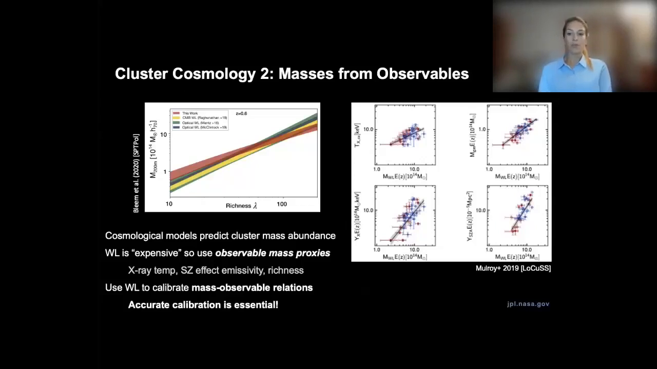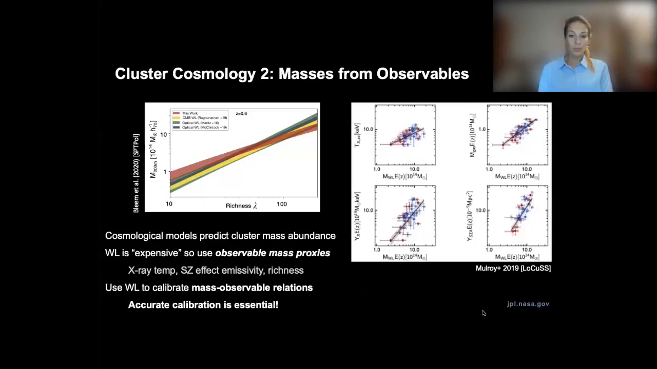Examples include X-ray temperature and emissivity, the richness of a galaxy cluster, i.e. the number of member galaxies, and SZ flux, Sunyaev-Zeldovich flux. Various examples are shown in these two figures. Richness here, true mass M200 here, and here are a few X-ray derived and SZ derived quantities as well.